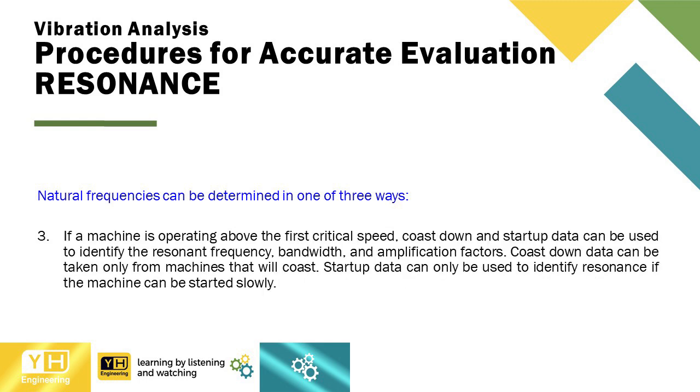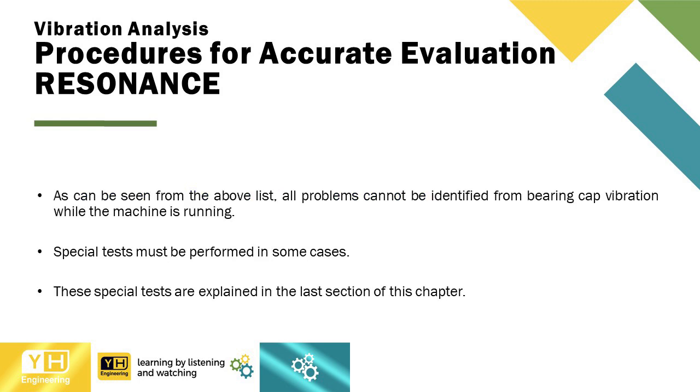And number 3, if a machine is operating above the first critical speed, coast down and startup data can be used to identify the resonant frequency, bandwidth, and amplification factors. Coast down data can be taken only from machines that will coast. Startup data can only be used to identify resonance if the machine can be started slowly. As can be seen from the above list, all problems cannot be identified from bearing cap vibration while the machine is running. Special tests must be performed in some cases. These special tests are explained in the last section of this chapter.